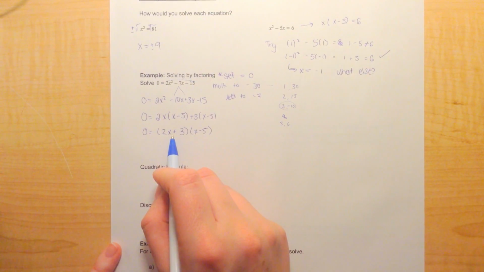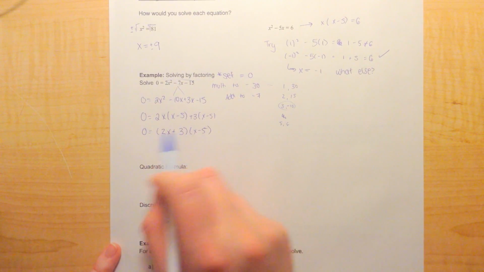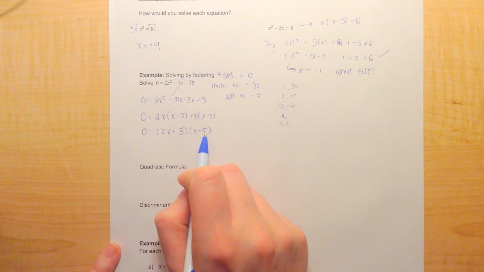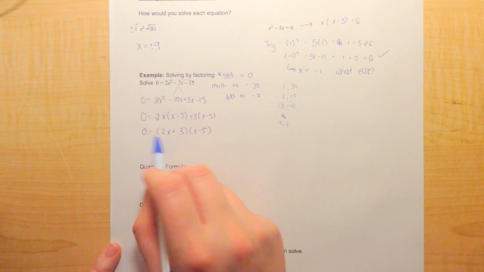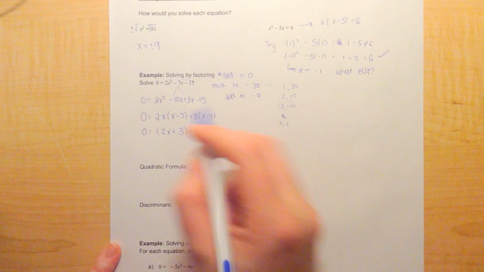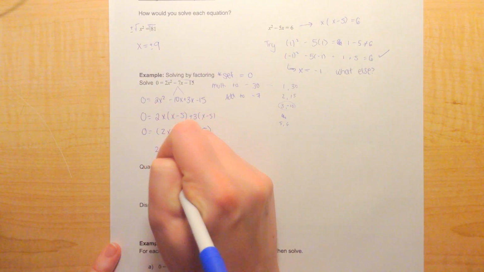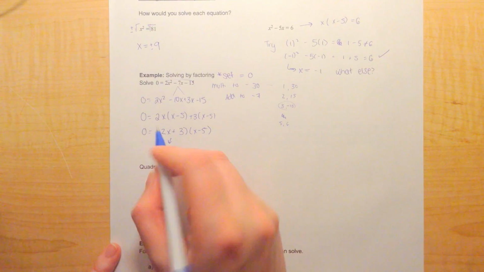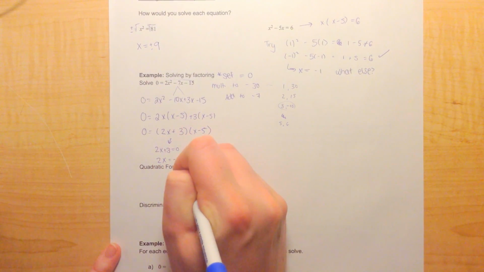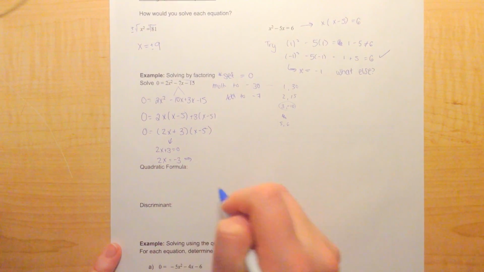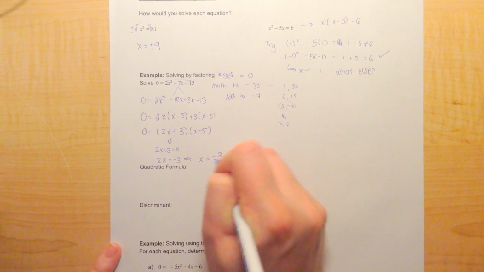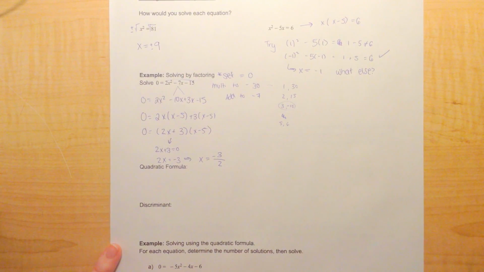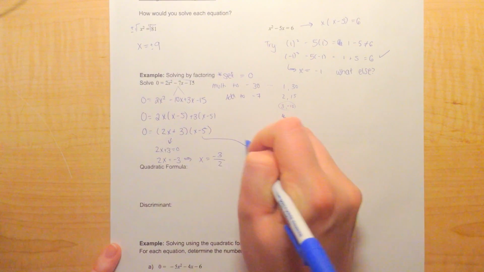Either this first bracket is 0, because 0 times anything is 0, or the second bracket is 0, because whatever this is times 0 is still 0. So let's look at this first bracket. 2x plus 3 equals 0. If I bring my 3 over, I get that 2x equals -3. And dividing by 2 gives me x equals -3 over 2. So that's one option, and if we were to sub it in and check, we could get that.